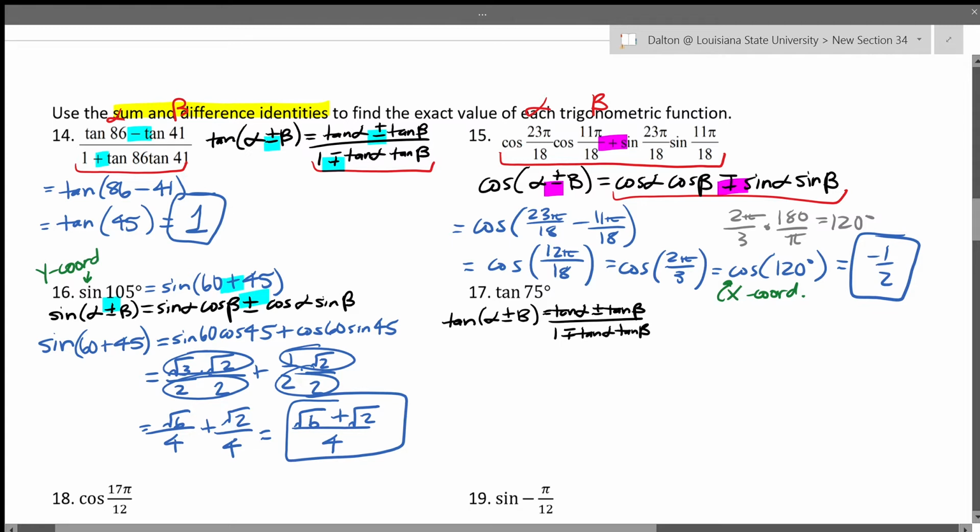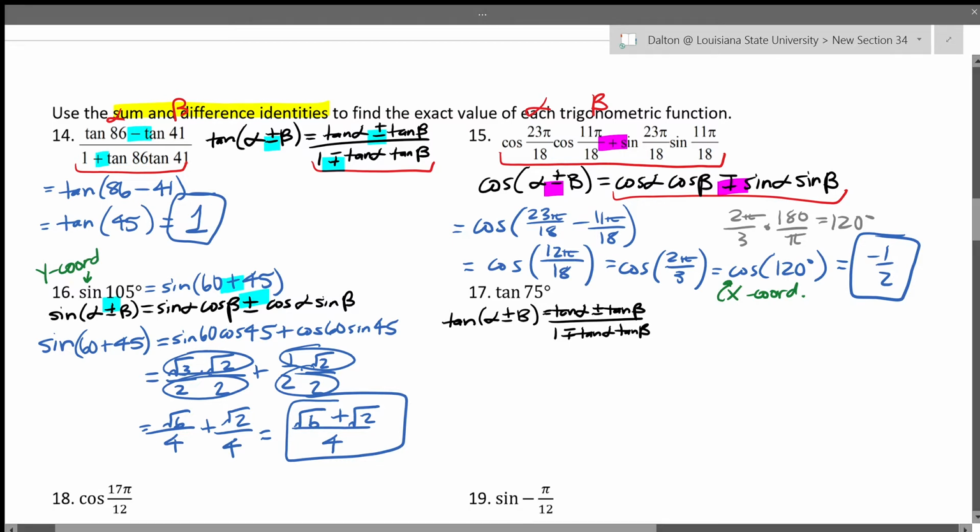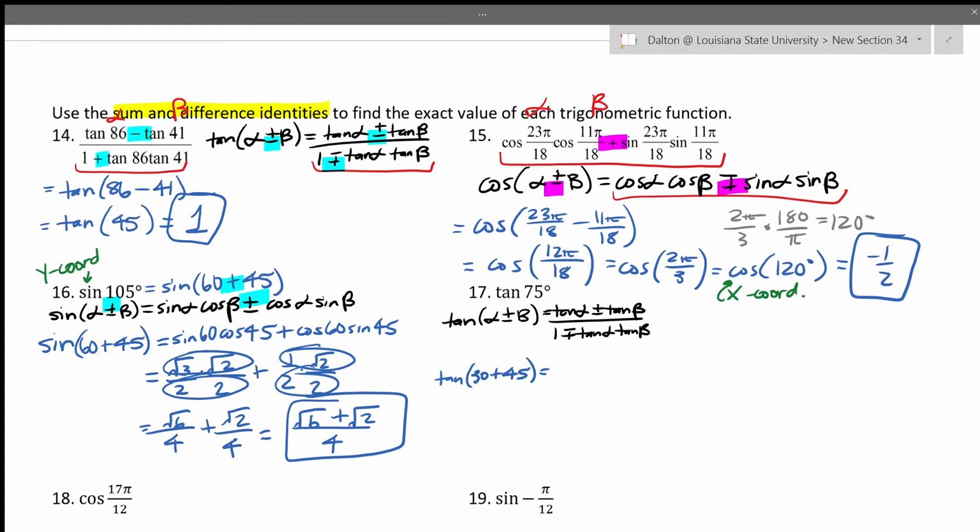So if you look at the numbers on the unit circle, of course there are many different answers, but I would say the easiest way to break up 75 degrees is to do tangent of 30 plus 45. So what that means is, in order to plug it in the identity, we need the tangent of 30 and the tangent of 45 degrees. So let's go off to the side and solve for those.